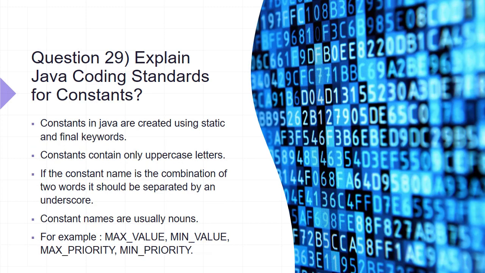Question 29. Explain Java coding standards for constants. Constants in Java are created using the static and final keywords. 1. Constants contain only uppercase letters. 2. If the constant name is a combination of two words, it should be separated by an underscore. 3. Constant names are usually nouns. For example, MAX_VALUE, MIN_VALUE, MAX_PRIORITY, MIN_PRIORITY.